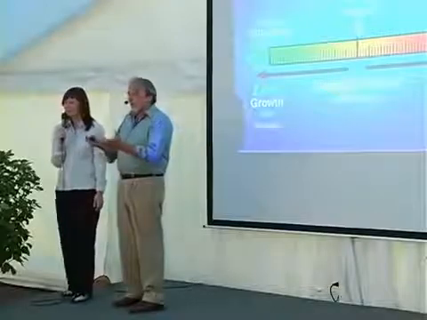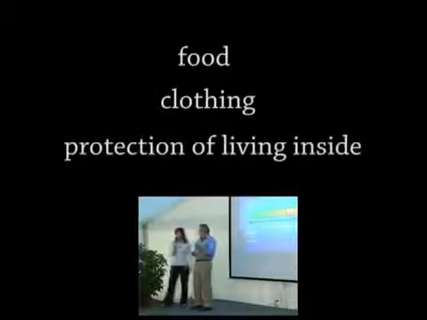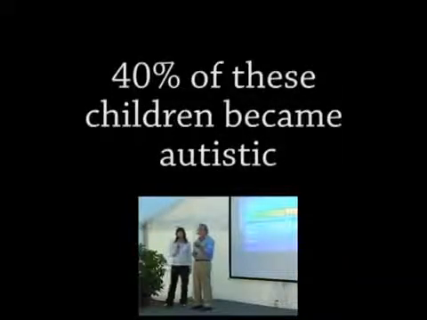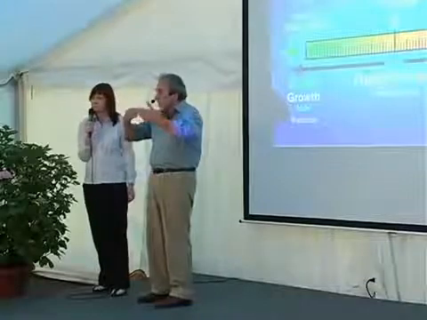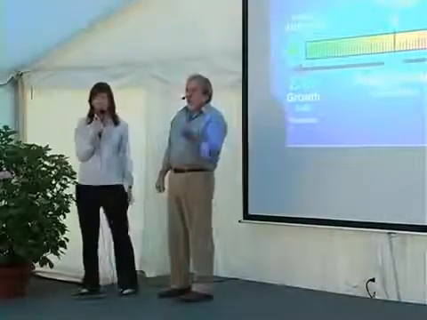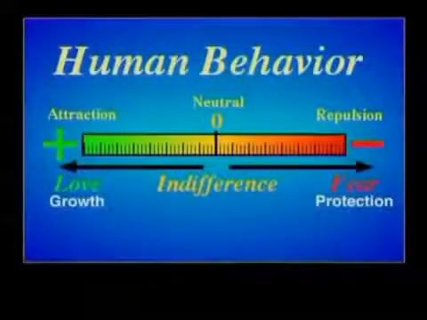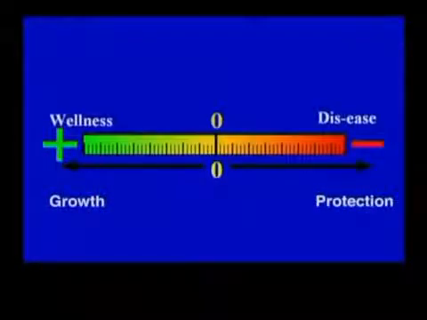The people could not afford to take care of their children, and they sent them to orphanages. They got food, clothing, the protection of living inside. They got everything they needed to live except love. And about 40% of those children became autistic. What is autism? The child is shutting itself off from the world. It's in protection, closing itself down. And all of the parameters of health and intelligence in these children were greatly suppressed. They got everything but love. Okay, now the issue is, when we are in this direction in protection, we shut off growth, and that's when illness starts. So when we're on this side of the scale, protection leads to disease, and growth leads to wellness.